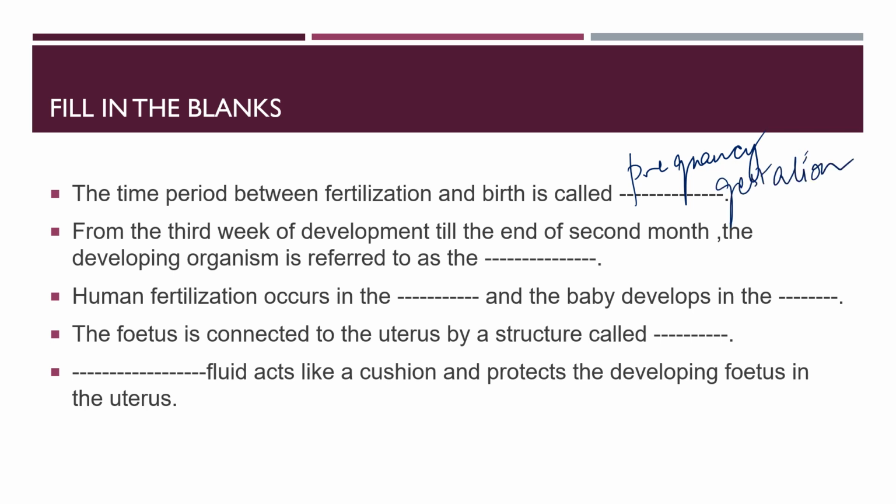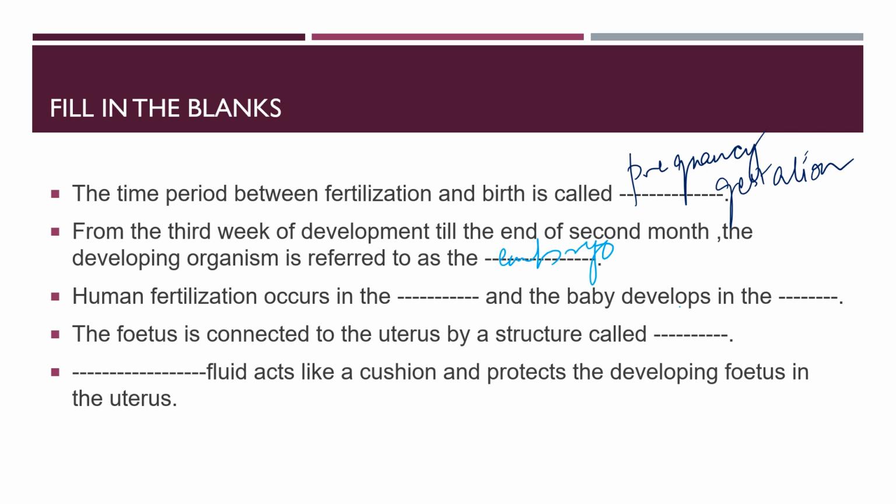Now from the third week of development and till the end of the second month, the developing organism is referred to as, so what is it referred to as? From the third week of development till the end of the second month, the developing organism is referred to as, you have studied, there are several phases when they are referred to as different things. So it is referred to as the embryo.